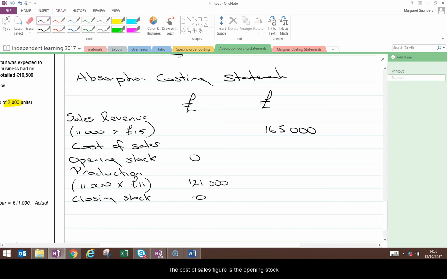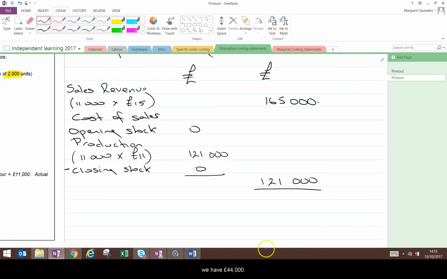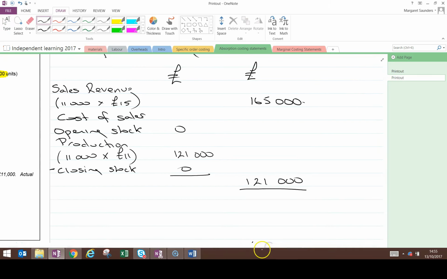So the cost of sales figure is the opening stock of 0 plus the production of £121,000 minus the closing stock, which gives us £121,000. So if we deduct that from the sales figure, we have £44,000. This is not our final profit. We need to see whether there is any adjustment for under or over absorption.